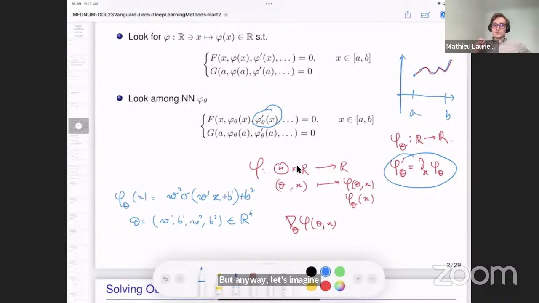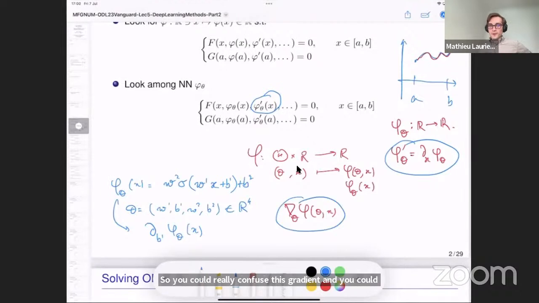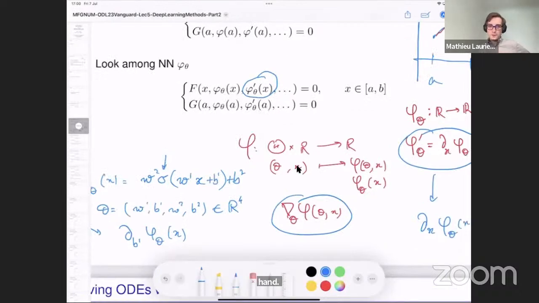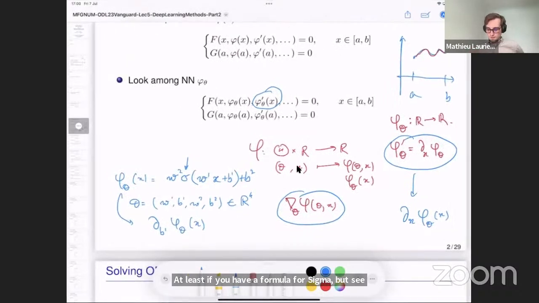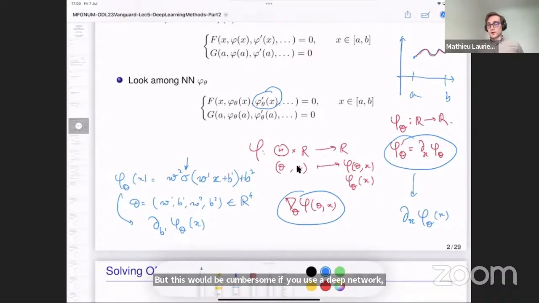Then I can compute the derivatives. So if you look at this formula, I'm sure that you can compute by hand the derivative with respect to B1, for example, of phi theta x, right? And you can compute by hand the derivative with respect to each of the parameters. So you could really compute this gradient and implement gradient descent by hand. You can also compute this one, partial x of phi theta, right? You can do it by hand, at least if you have a formula for sigma, but sigma is, for example, the logistic function or some well-known function for which you have a derivative at hand. But this would be cumbersome if you use a deep network, right? Computing by hand the derivative. So in fact, TensorFlow, PyTorch, and other libraries can do that for you. You just need to say, I want the gradient, and they compute the gradient for you, and very quickly, even for deep networks.